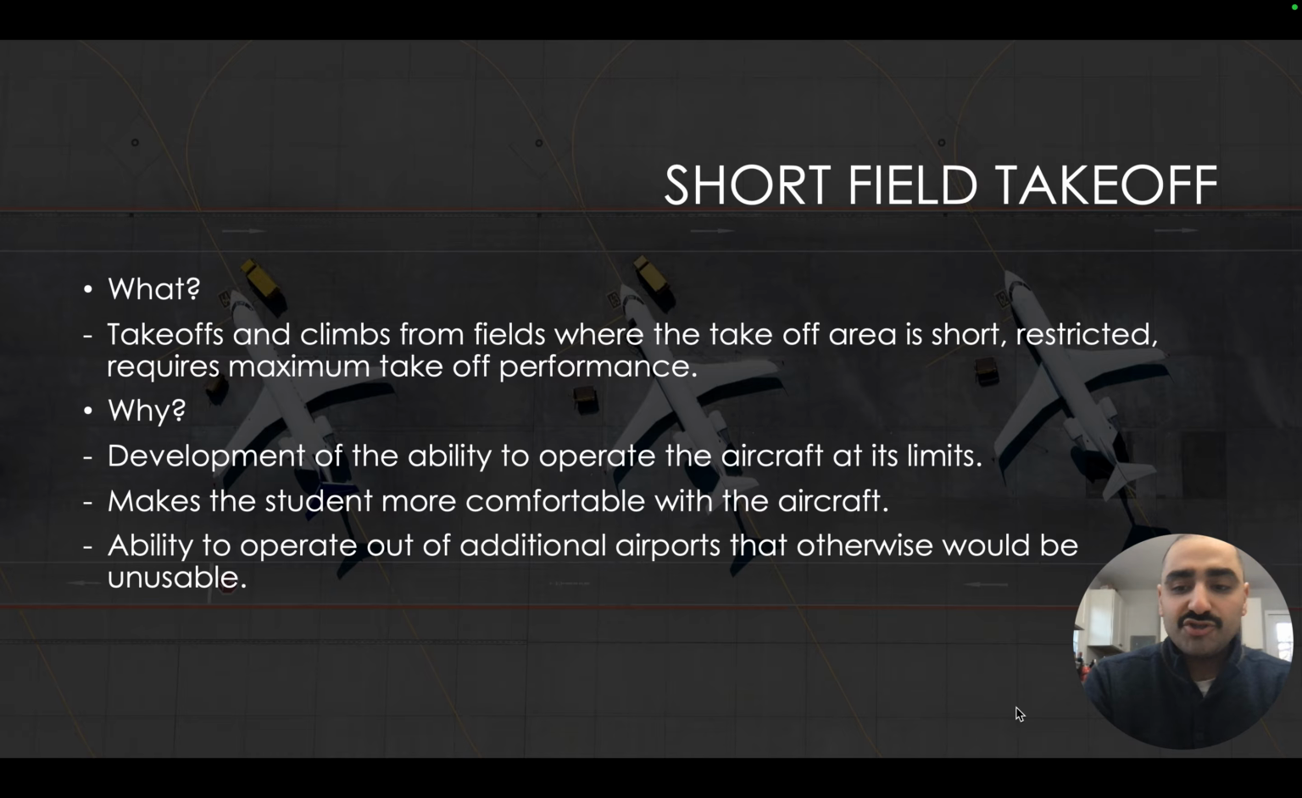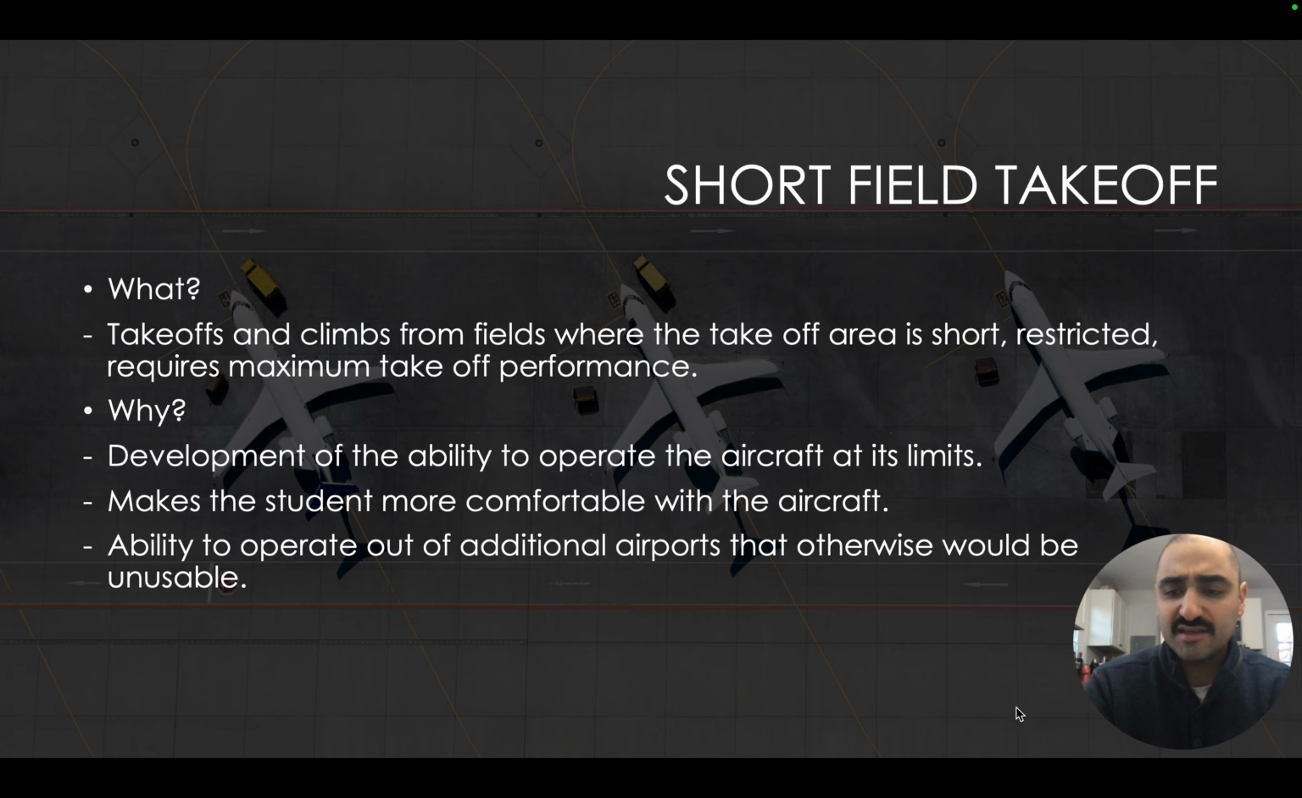So the way I would approach this, I would start by discussing the what's and the whys behind the short field takeoff. What is it? What is this short field takeoff that we're talking about? It's a takeoff and climb from fields where the takeoff area is short, restricted, and it requires maximum takeoff performance. So let's say there is a bunch of trees right at the end of the runway, or the runway is just about 2,000 feet or less. These are situations where you want to use short field takeoff.